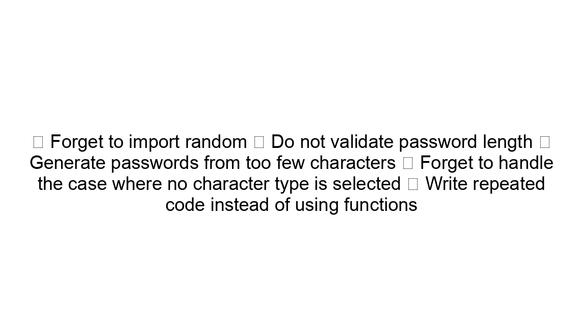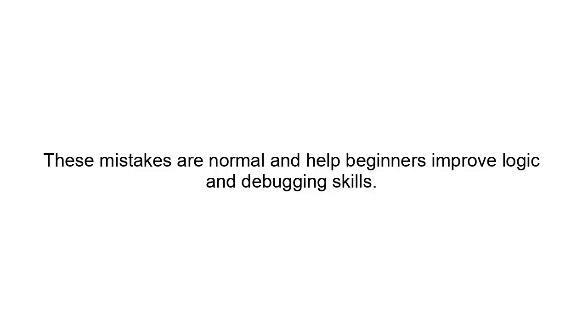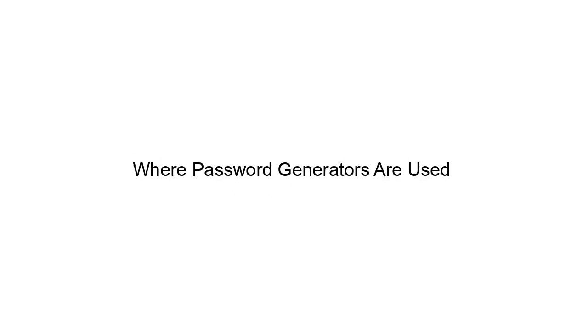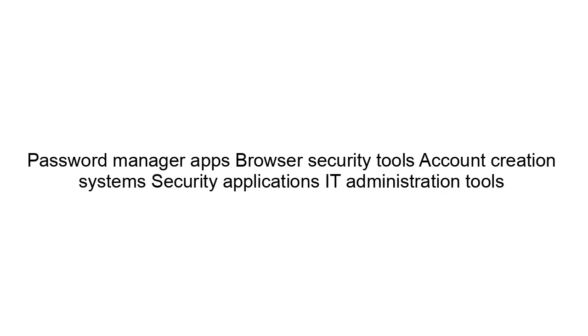Common mistakes beginners make when building a password generator. Beginners often forget to import random. Do not validate password length. Generate passwords from too few characters. Forget to handle the case where no character type is selected. Write repeated code instead of using functions. These mistakes are normal and help beginners improve logic and debugging skills.